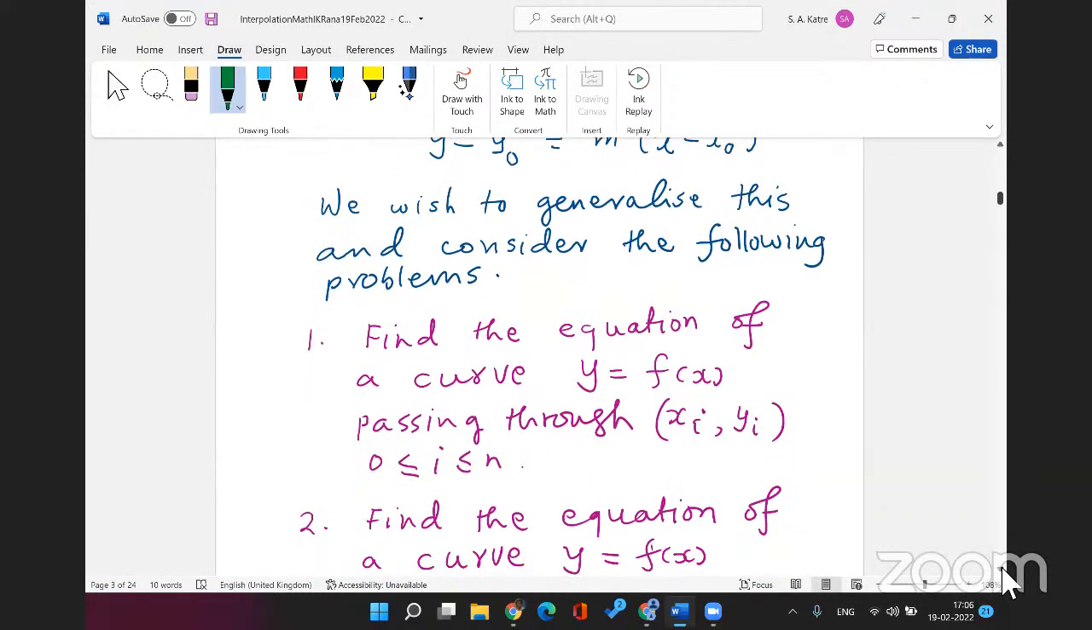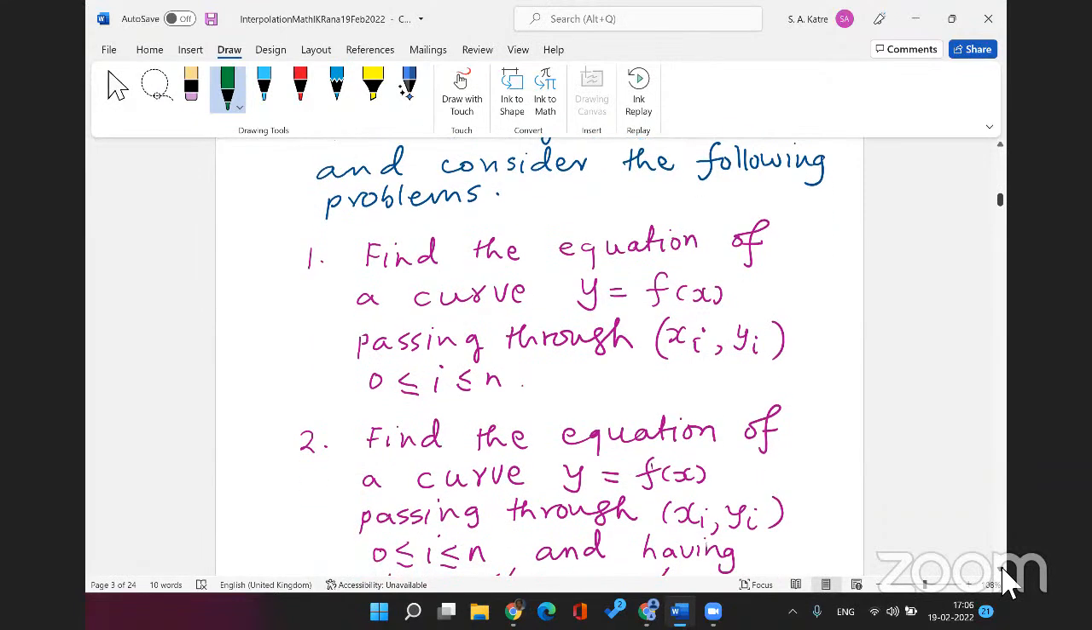Find the equation of a curve y equal to f(x) passing through (xi, yi), where there are n plus 1 points, i equal to 0 to n. That is one problem. So from the 2-point form, we want to go to the n plus 1 point form, but the equation will not be that of a straight line. It will be a polynomial curve y equal to f(x), where f(x) is a polynomial of degree less than or equal to n.